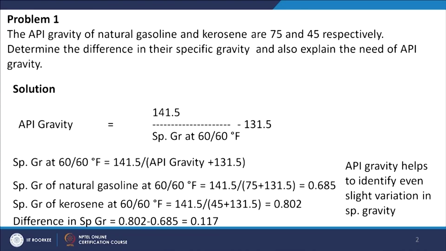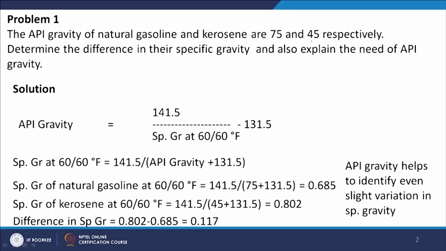Hi friends, now we will have one tutorial session and this is based on the last 4 classes. We will see problem number 1, which says the API gravity of natural gasoline and kerosene are 75 and 45 respectively. Determine the difference in their specific gravity and also explain the need of API gravity. Now, we will solve it.